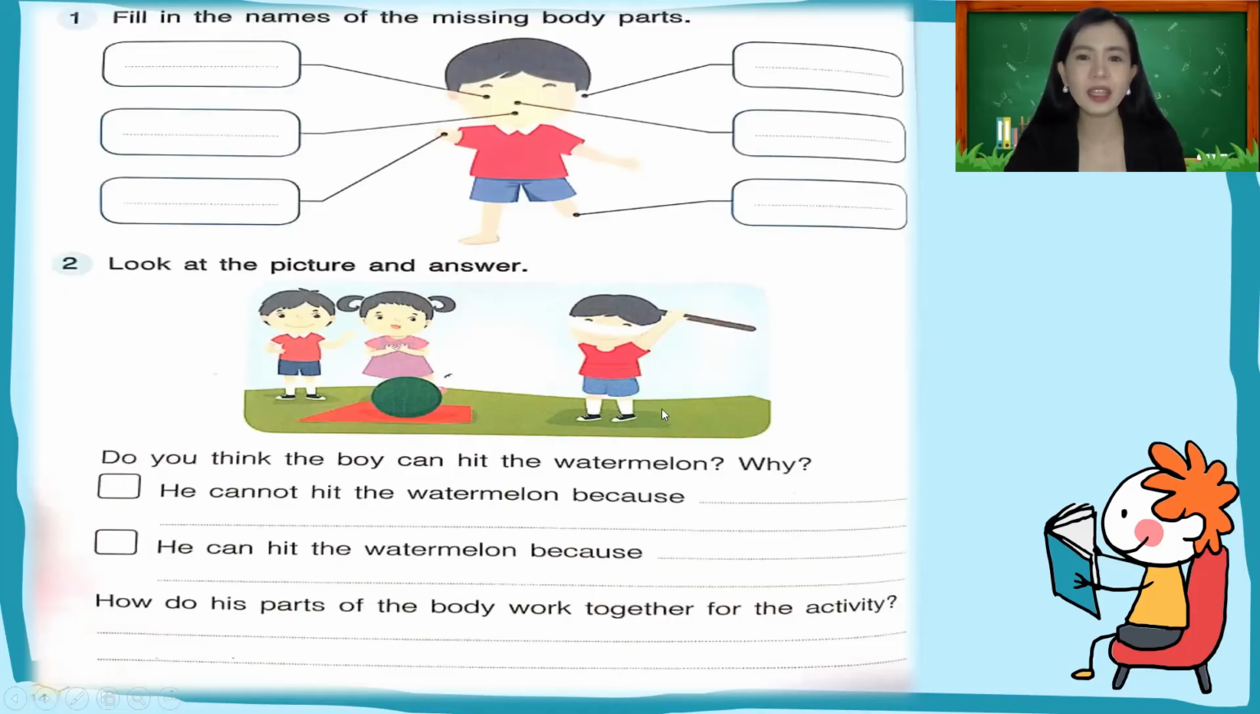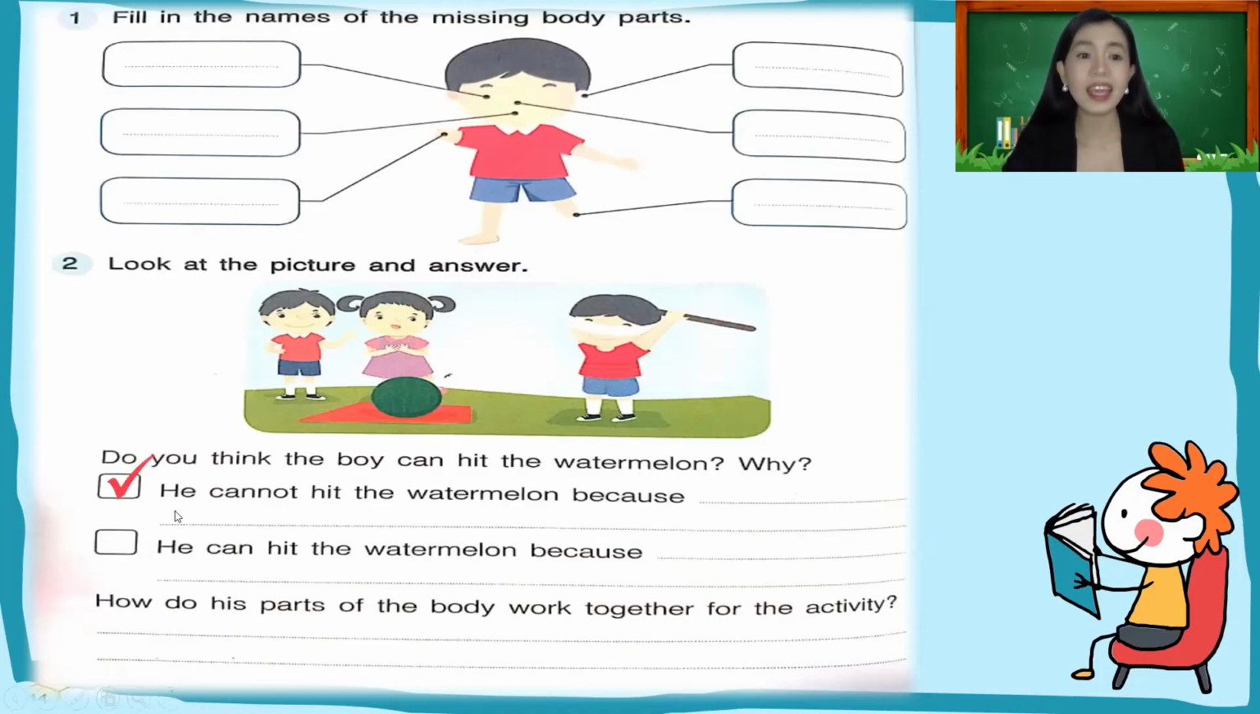So let's take a look at this picture. As you can see, we have 3 kids. 1, 2, 3 kids. Now they are playing some game. Now, looking at this boy who has a blindfold and who is trying to hit this watermelon right here with a wooden stick, do you think he can hit the watermelon with the blindfold?